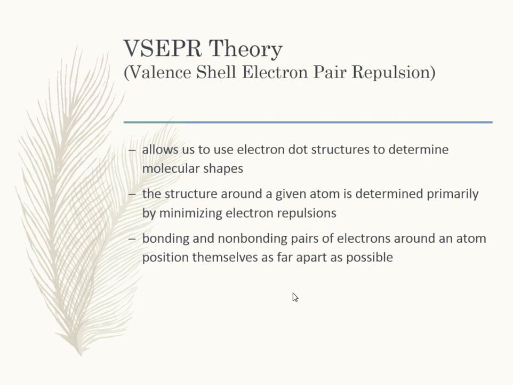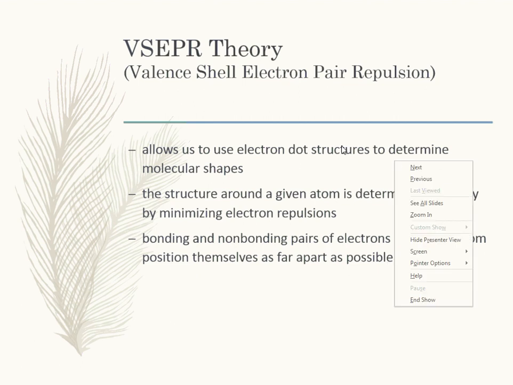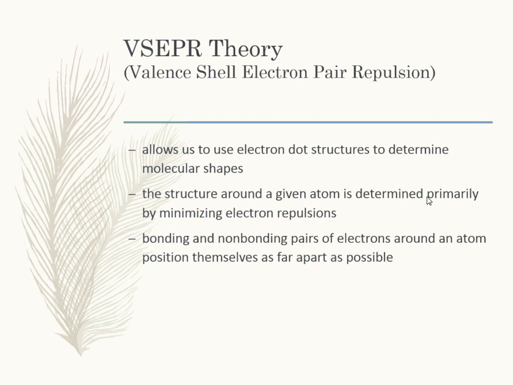So first of all, this is a theory meant to explain the observations we see. This is that most of chemistry is beyond the scope of what an eye can see. So we have to use a theory to substitute for what that is. So this theory allows us to use electron structures, dot structures, to determine molecular shapes. The structure around a given atom is determined primarily by minimizing repulsions. And that's why it's electron pair repulsion.